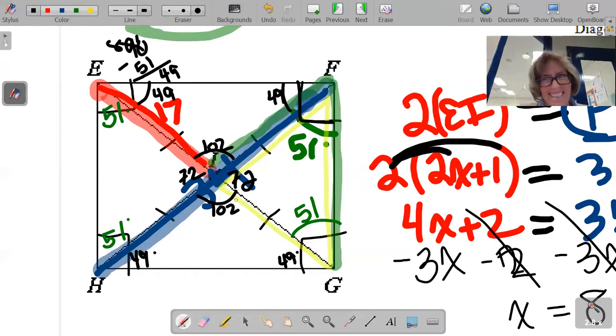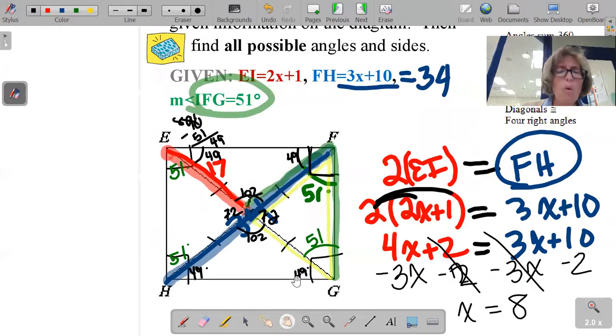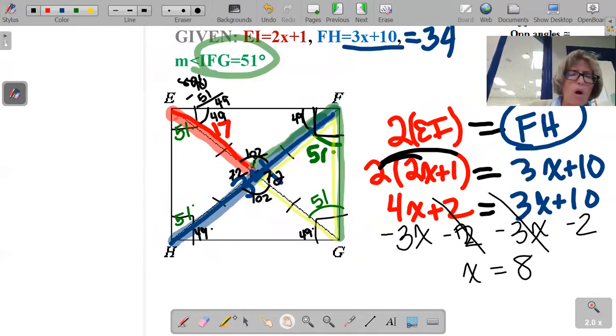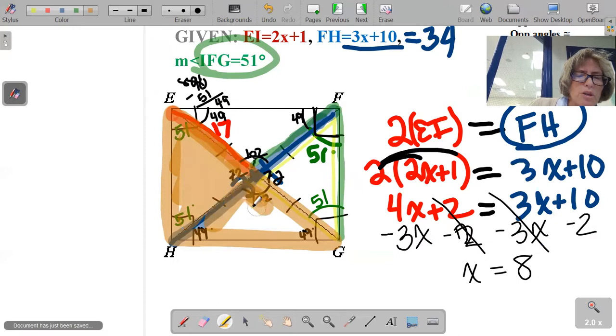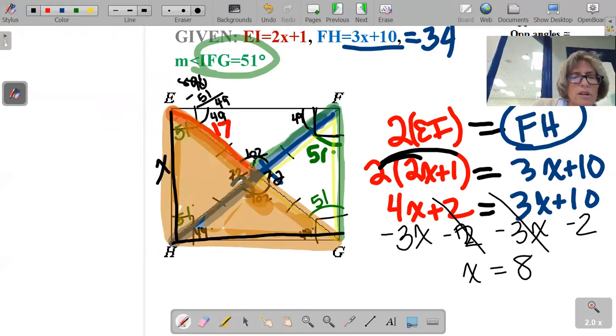You think you're done, but wait, there's more. I asked you to find all segment lengths. So take a look here, friends. We can now work the side lengths in this right triangle, which we are going to do. And we are going to find this outer side length that we're going to call that short one X and this long one Y.